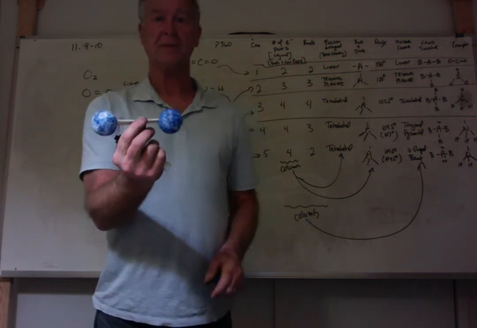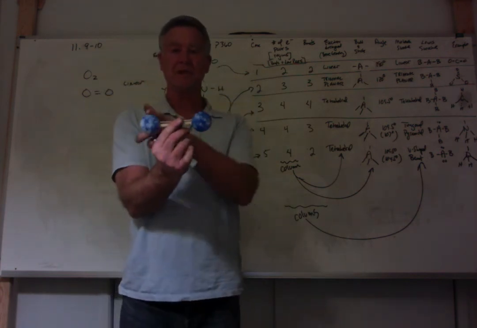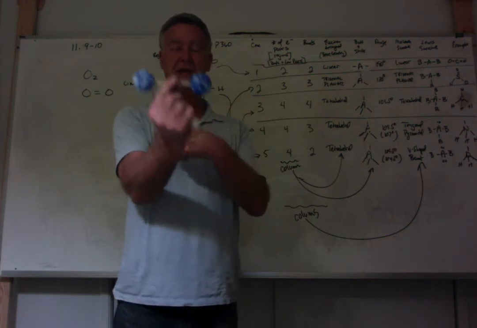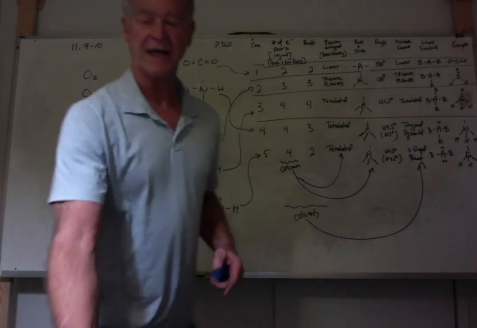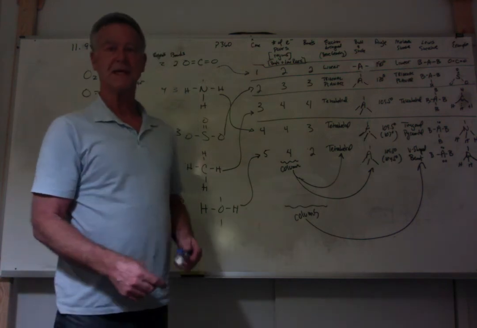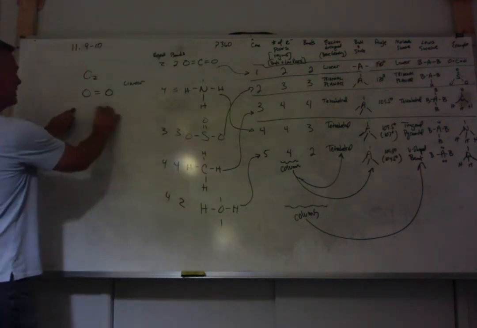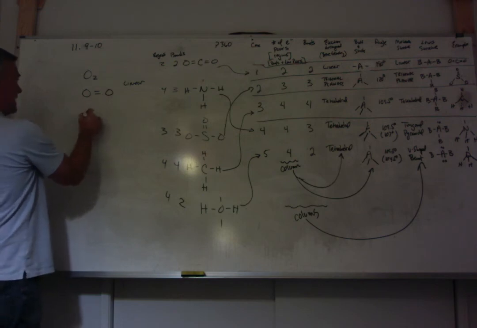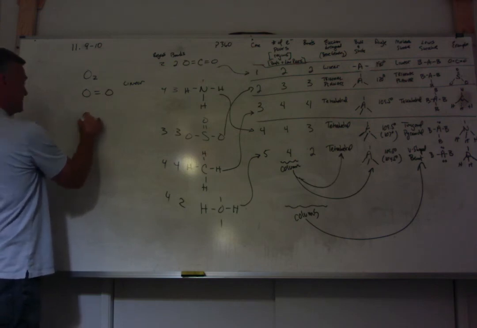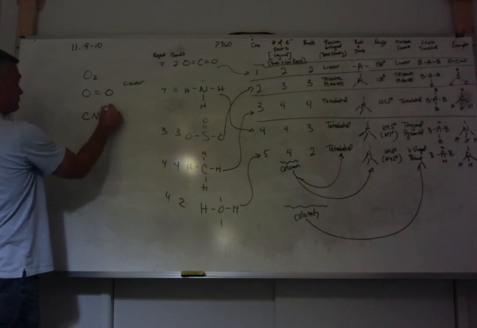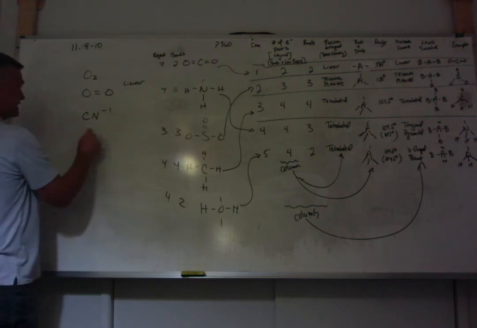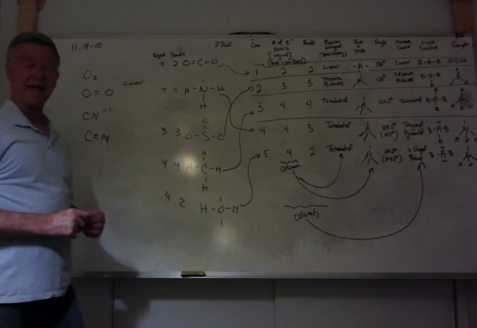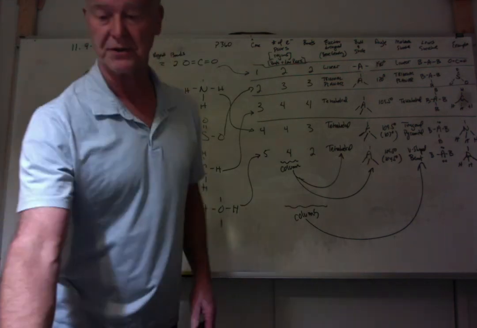Do you remember geometry? How many points does it take to make a line? 2 points. This is 2 points. Any diatomic molecule will always be linear. It doesn't have to be what we would call diatomic, the same atom twice. If I had a CN with a -1, that's a cyanide molecule, that'll be this. And we would call that a linear molecule.